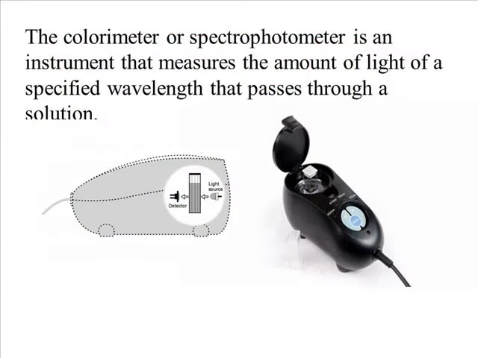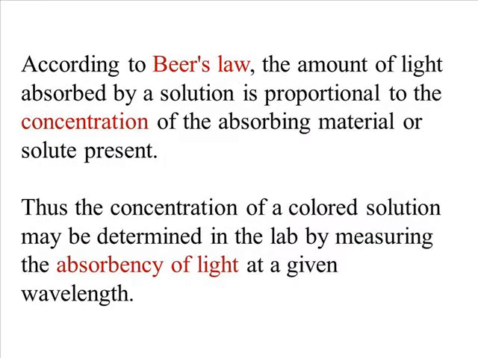The colorimeter, and they may say spectrophotometer, it's the same thing, an instrument that measures light of a specific wavelength that passes through a solution. Beer's law, absolutely the equations on the exam, you need to be able to apply it. The amount of light absorbed is directly proportional to the concentration, and by measuring the absorbance of light, you can determine that concentration.